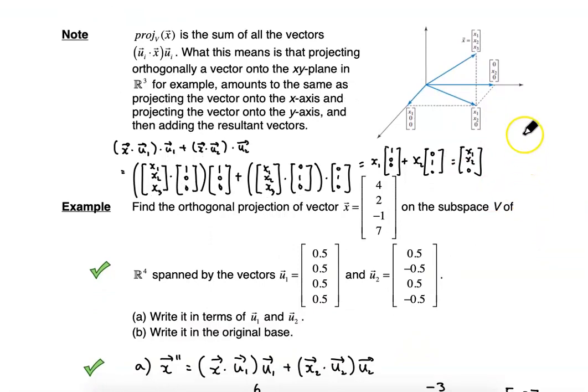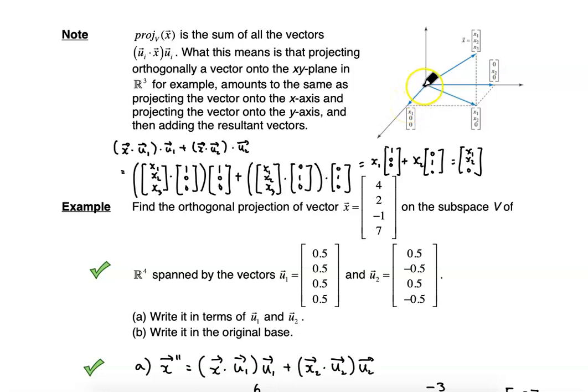So a note here, if you project a vector, and in this example we are in space and the subspace is the xy plane, so the floor here. If you project a vector from R3 into the xy plane, here's the result. This vector here is the result. What you can do is project on each of the vectors in the subspace. So the projection of x on the first vector of my subspace would project down here.